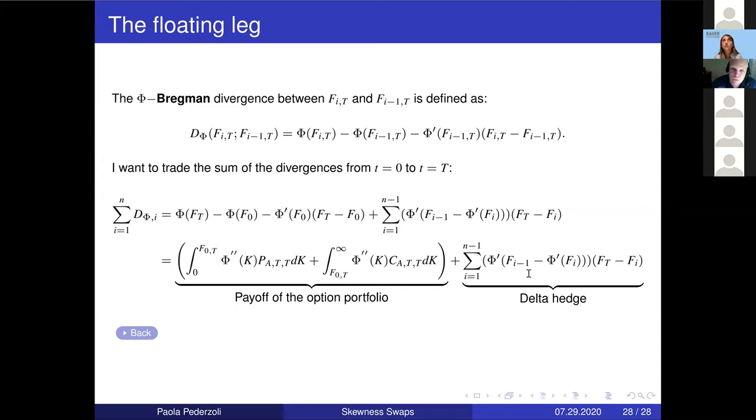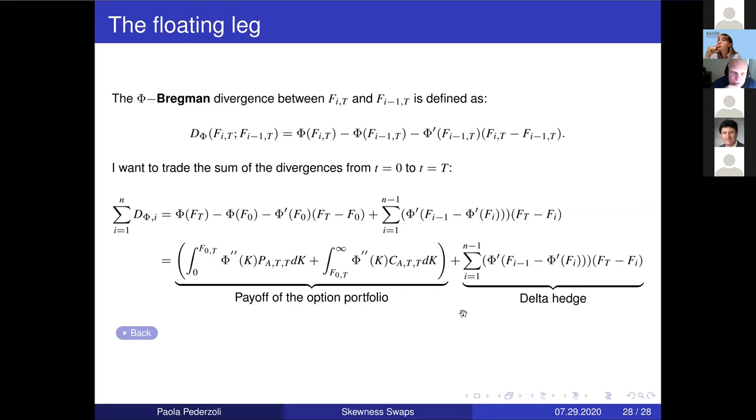So then the second question, why delta hedging at all? To be honest, when I compute the returns, the delta hedge as an expectation is zero, so it doesn't change much the formulas, but of course it comes from this Phi Bregman divergence. So I wouldn't trade the right Phi Bregman divergence if I take it away. But empirically, to be honest, when I compute without the delta hedge, the results really don't change much. So it's not that important.